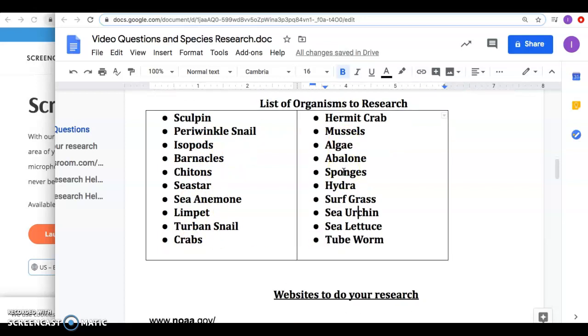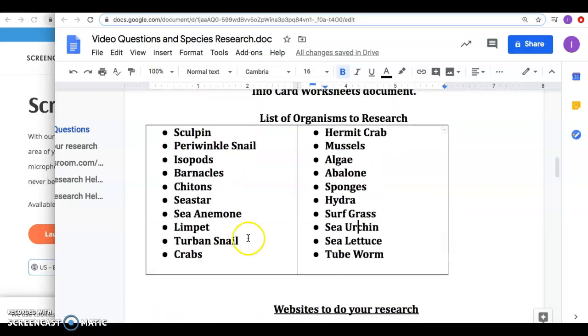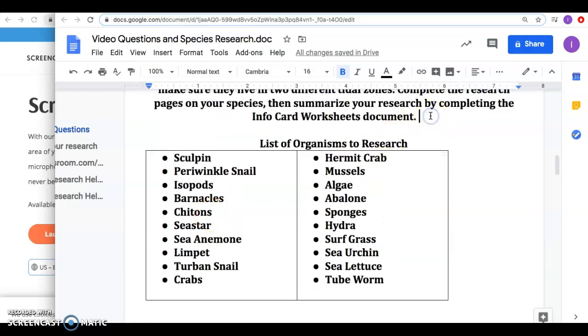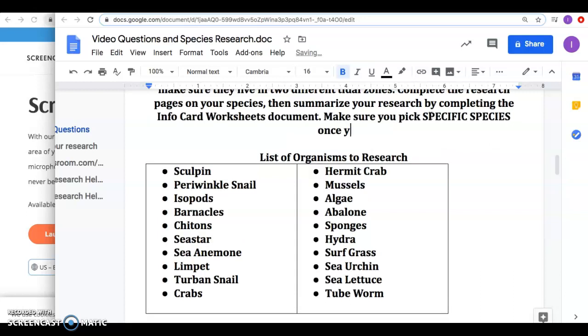And when you pick these, okay, I want a specific, okay? I'm actually going to type this now. Make sure you pick specific species, okay? Once you choose the organism. And what does that mean? That means, example, crab. Okay, let's just say you pick a crab. What kind of crab?